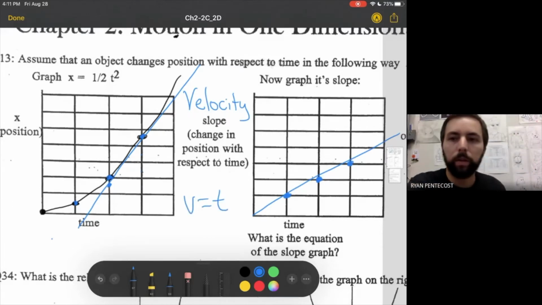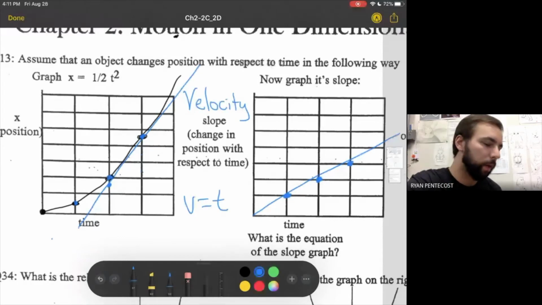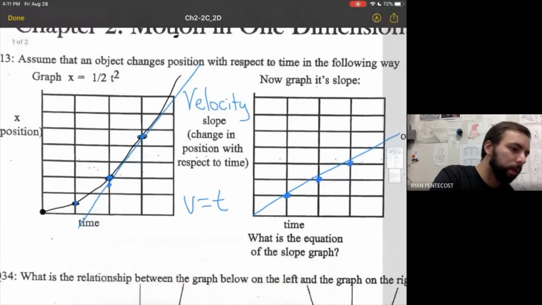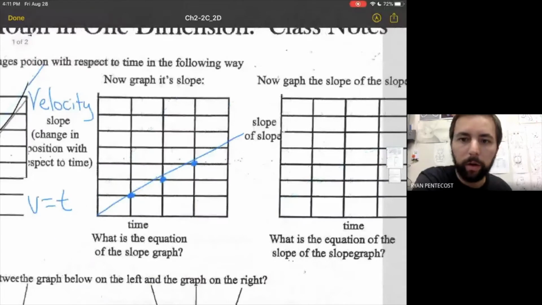And if we did the power rule on x equals 1/2 t squared, we would find the same. Bring your exponent down, multiply it by the coefficient, which would be 1/2, so 2 times 1/2 is 1. And then you decrease the exponent by 1. So 2 minus 1 is 1. So then you get v equals t. Okay, good. Now, let's move on over. Now, graph the slope of the slope.